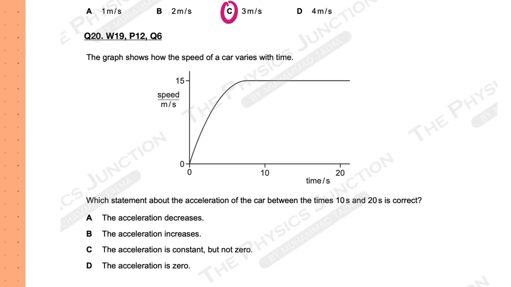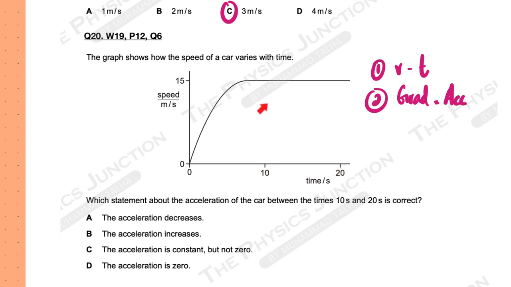Alright, winter 19, paper 1-2, question 6. The graph shows the speed of a car, how the speed of a car varies with time. So step 1, speed time graph. Next, the gradient of this graph is acceleration. Which statement about the acceleration of the car between times 10 and 20 is correct?